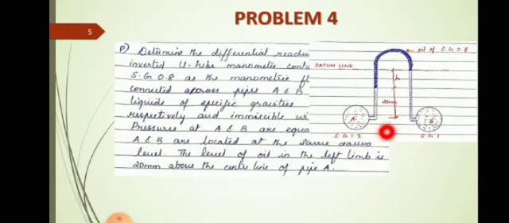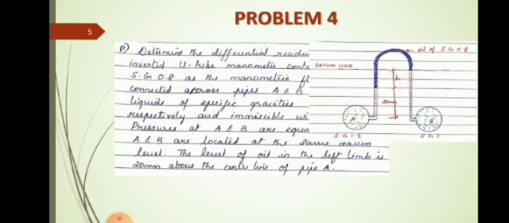And one more information is given. The level of oil in the left limb is 20 millimeters above the center line of pipe A. So this is the center line of pipe A, and this is the level of oil in the left limb. So this distance is given as 20 millimeters. What are you asked to find out? You are asked to find out the differential reading. What do you mean by differential reading? Differential reading is the distance between the level of the manometric fluid in both the limbs. So here in the right limb, this is the level of the manometric fluid. In the left limb, this is the level of the manometric fluid. So the difference is marked as H, and this H is what we have to find out.